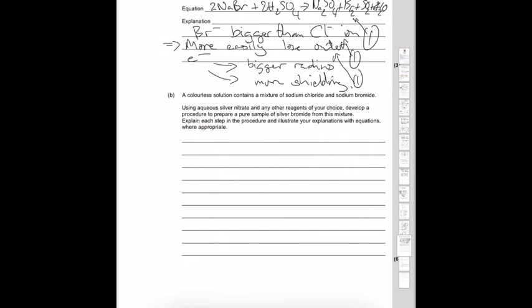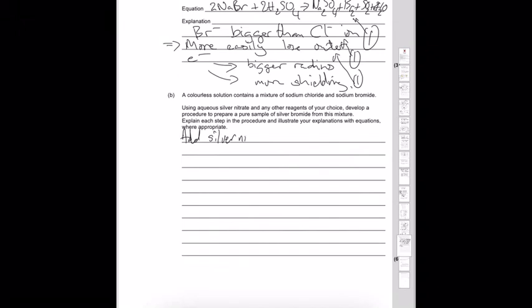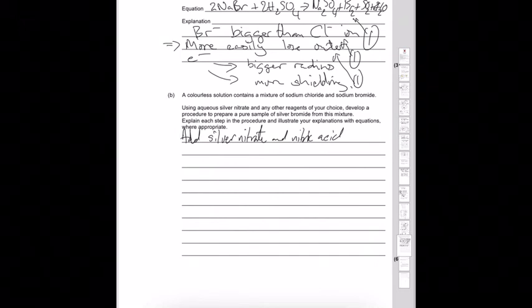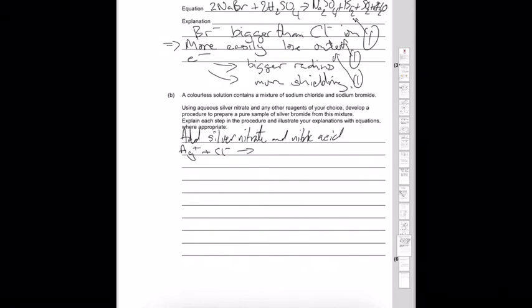So the key thing here to do is you can make a precipitate using acidified silver nitrate, using nitric acid. And then with the equation you're going to get Ag+ + Cl- goes to AgCl solid. And the next one is going to be Ag+ + Br- goes to AgBr solid, and that's going to be cream.